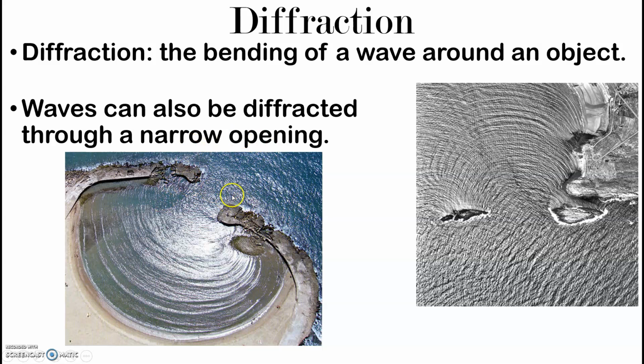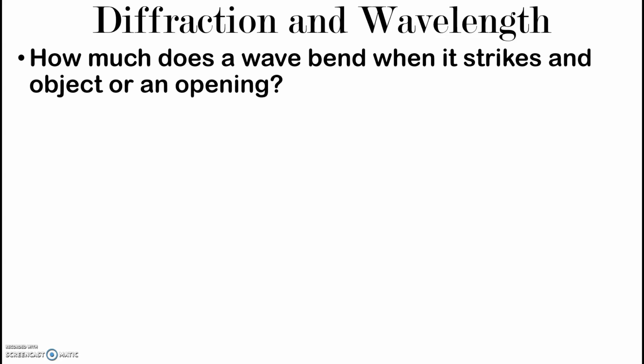But if you get away from all that, you notice how there is a definite pattern of waves that are inside this cove, and they ring around. We'll talk about that behavior between the different size of openings, the size of the wavelength. All those things matter. So diffraction and wavelength. How much does a wave bend when it strikes an object or an opening?